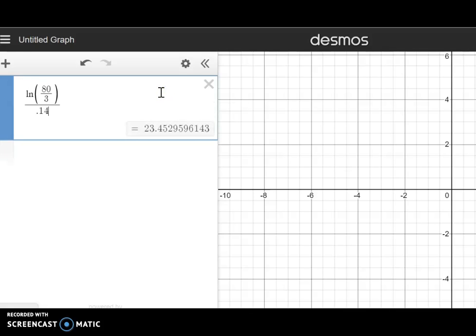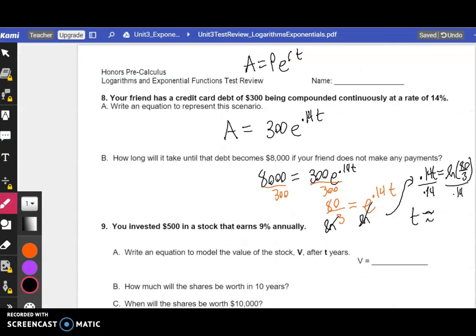is 23.45, which rounds to 23.5. So that's a massive accumulation of debt, which is why it's important to pay off credit cards. Problems 9 and 10 will be in a separate video.